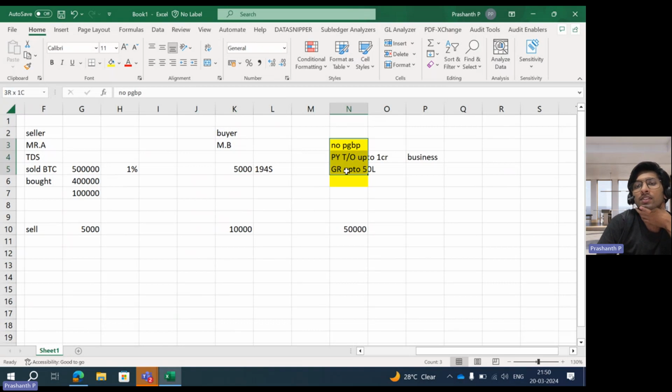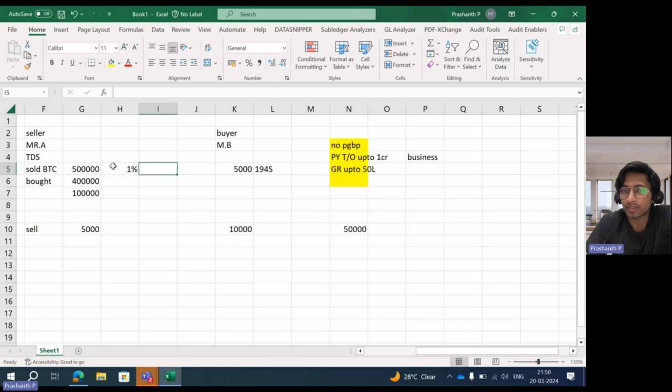If these three cases are not falling, then the limit will be 10,000 rupees. Suppose Mr. B is having a business income and he is having a turnover of, let's say, 20 crore rupees. Then the limit will be 10,000 rupees. I hope this is clear. And TDS will be deducted under section 194S at the rate of 1%.